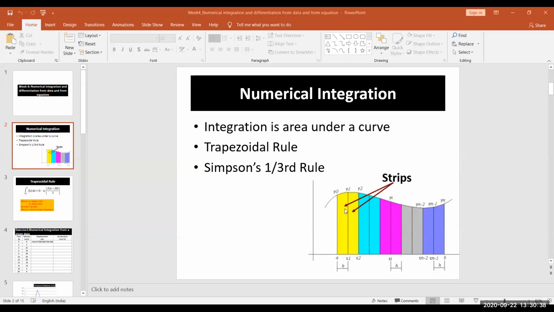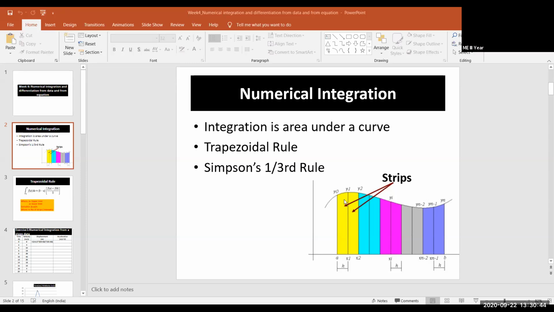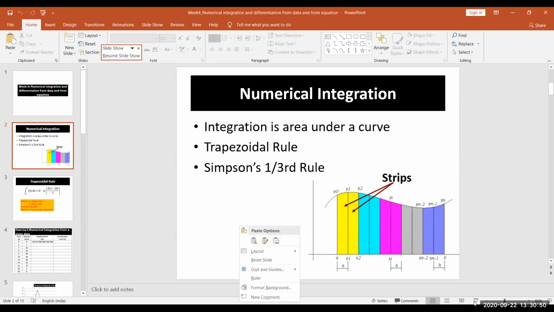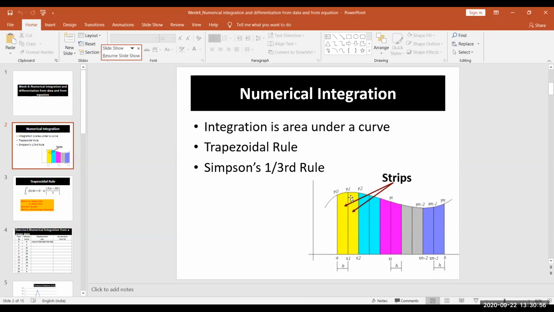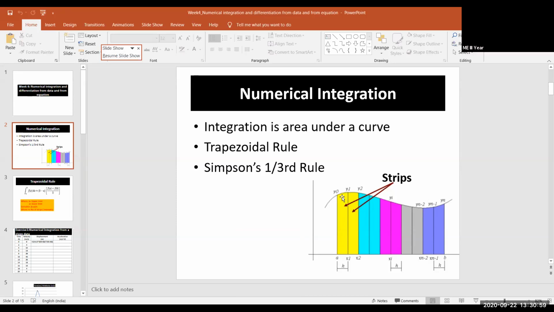But in Simpson's 1/3 rule, you are selecting 2 strips at a time. Suppose for this, I'm showing with the PPT, my cursor is visible now. In Simpson's 1/3 rule, you are selecting 2 strips at a time. Suppose for this you are selecting these 2 strips. For the next strip, you will select this and this. So what will happen? You have already found the area of the first strip. In that, this and the next this will be common. That's why we are deleting the middle terms.